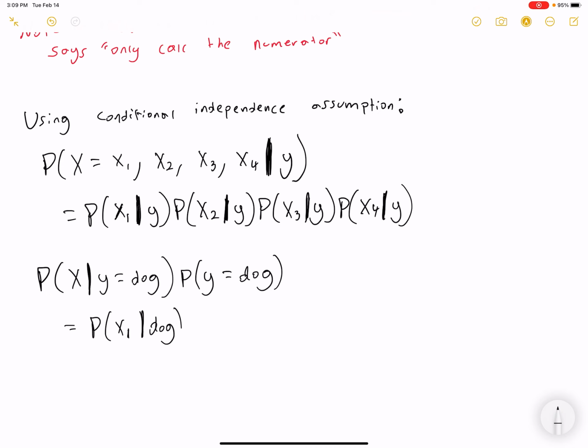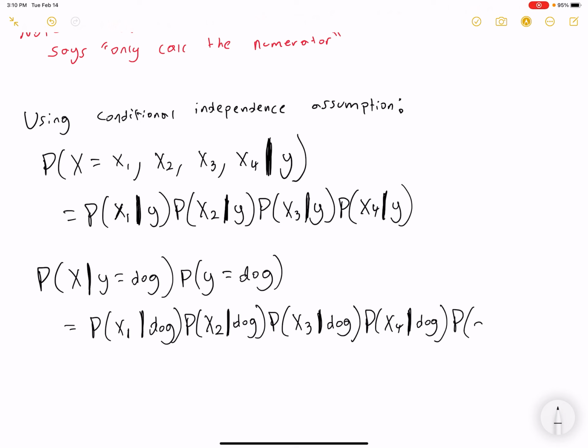One second, I'll take questions in a second. Times probability of x2 given dog times probability of x3 given dog times probability of x4 given dog times the probability of dog. So this evaluates to this using the conditional independence.